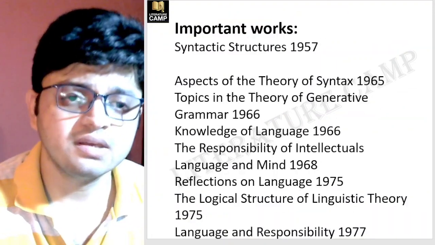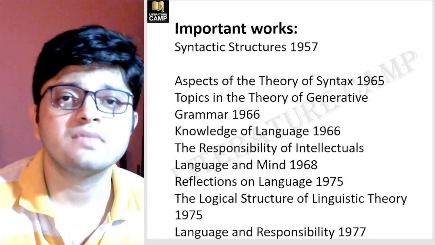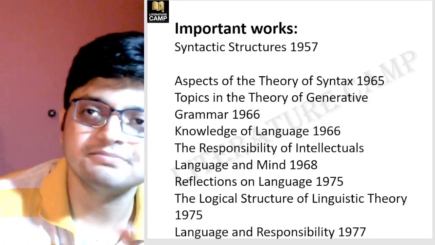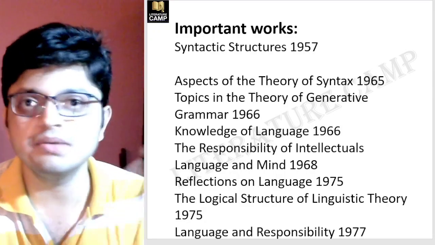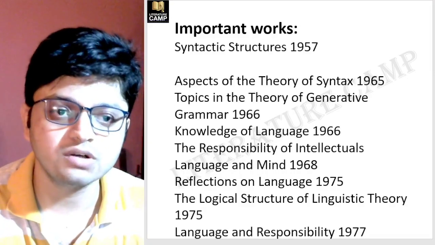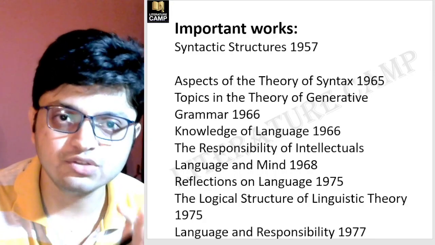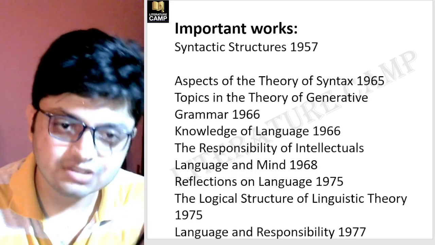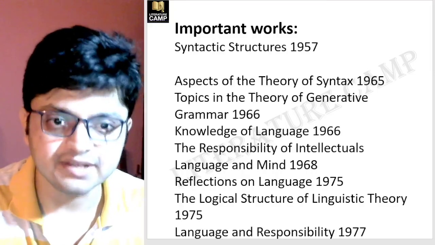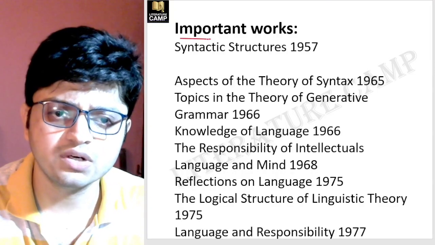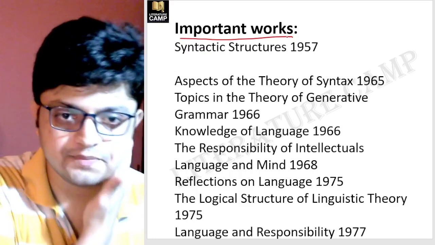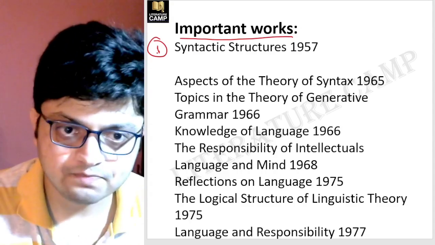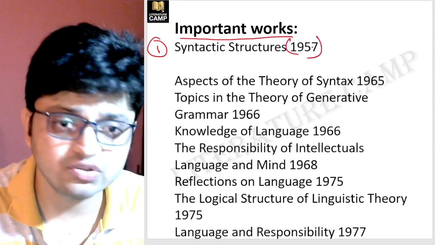We will focus on important works written by Noam Chomsky, and Noam Chomsky has written more than 100 works, and it's very difficult for anyone to remember all the names, but these are all important works. I have not listed all the works, trying to make the list very short, but you need to remember at least all the names I have listed here. So important works written by Noam Chomsky. Number one is Syntactic Structures, published in 1957. Again, you need to remember the publication year.